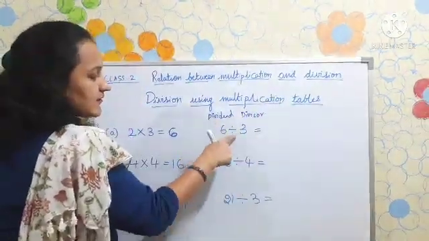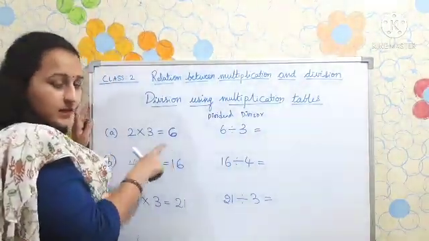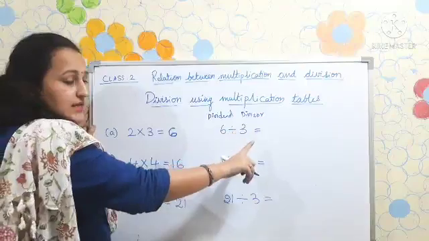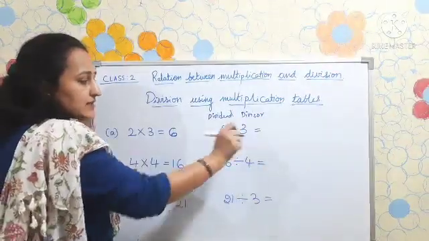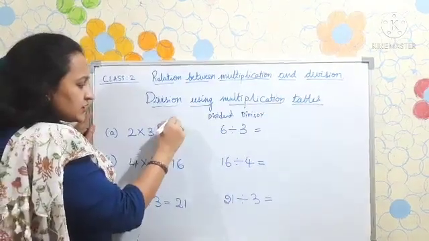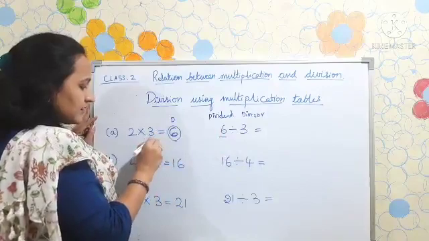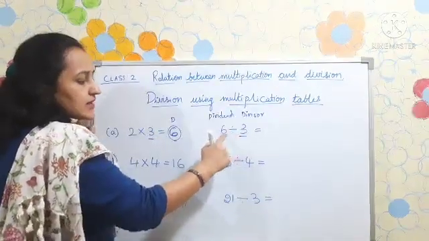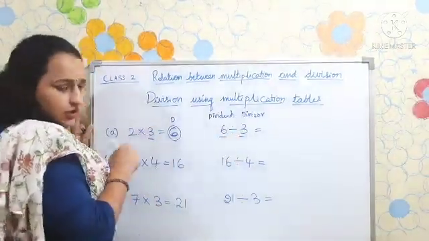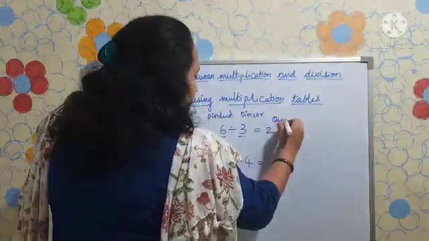See, 6 divided by 3 is how much? By using this multiplication table, we are going to see 6 divided by 3 is how much. Here 6 is a dividend, right? 3 is a divisor. Yes, 6 divided by 3 is 2. We call this the quotient.